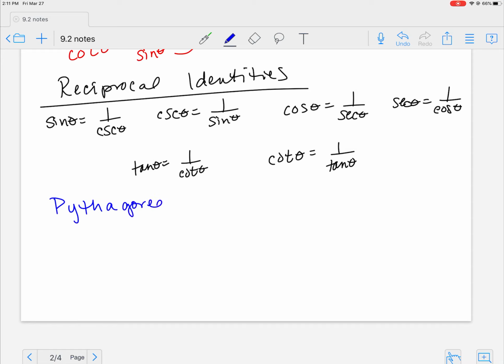Okay, good. Now here's some more Pythagorean identities. These are the last ones in this little bit that we're going to go through. Pythagorean identities.